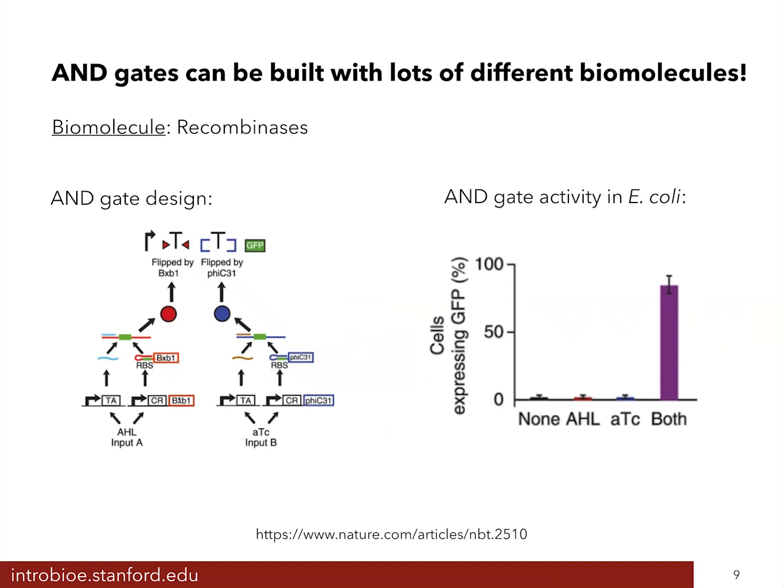So the first recombinase in this AND gate design is BXB1. BXB1 expression is stimulated by a molecule called acylhomoserine lactone. So this is just a molecule you can add to the cell. When you add it to the cell, you get expression of BXB1. BXB1 then looks for its recognition sequences, which are segments of DNA in this cartoon indicated by little red arrows. When it finds the DNA that it recognizes, it will actually invert the part in the middle.